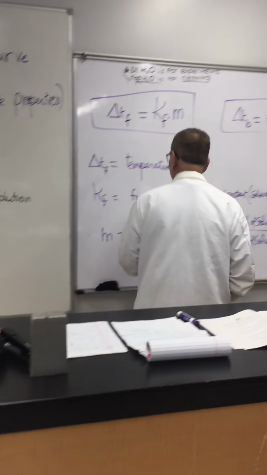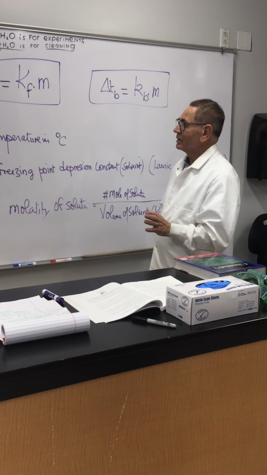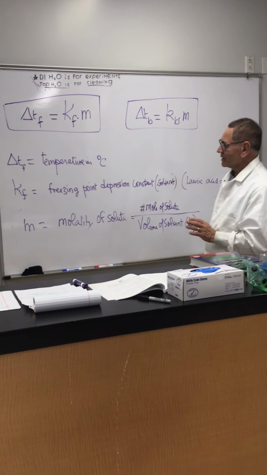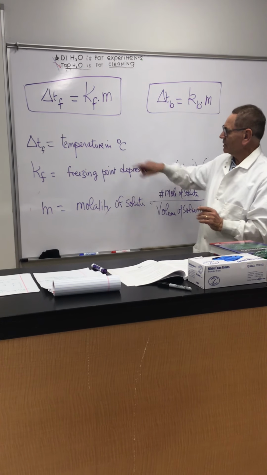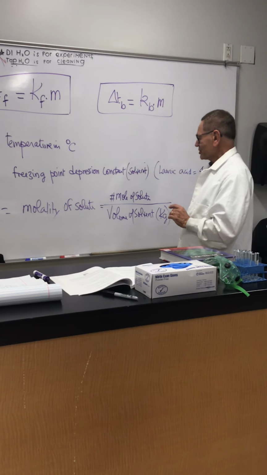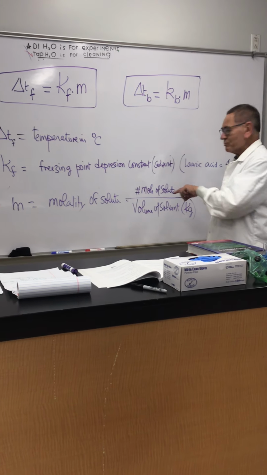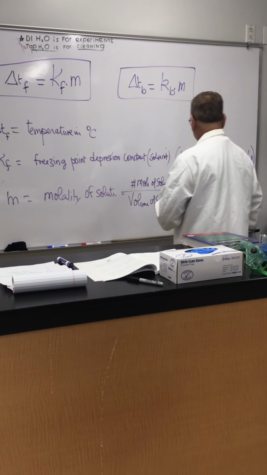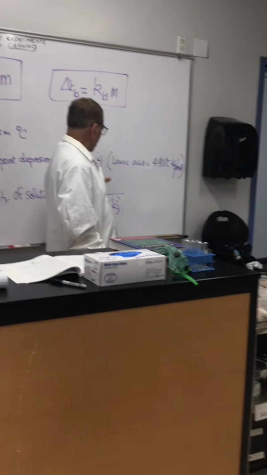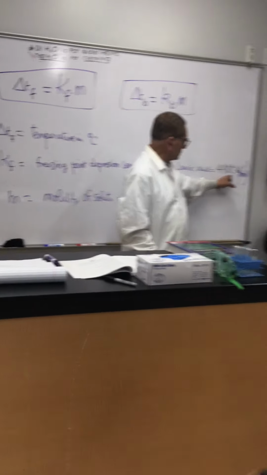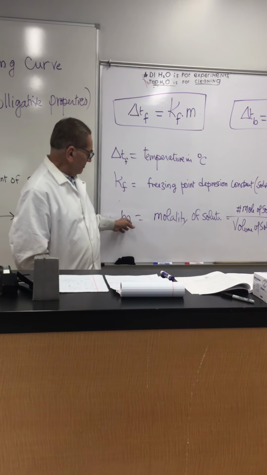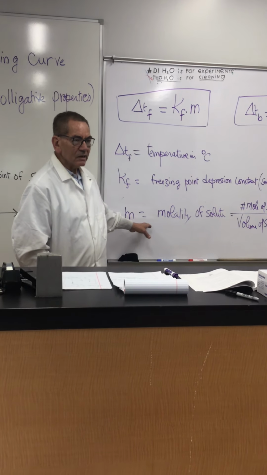The equation is very easy to remember. Delta TF equals KF times m. Delta TF is the temperature change in degrees C. KF is the freezing point depression constant for the solvent, and lauric acid in today's experiment is the solvent. KF is equal to 4.40 degrees C kilogram per mole. m is molality, so don't confuse molality with molarity.